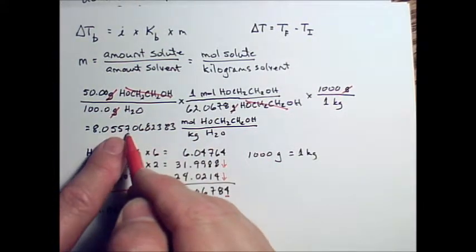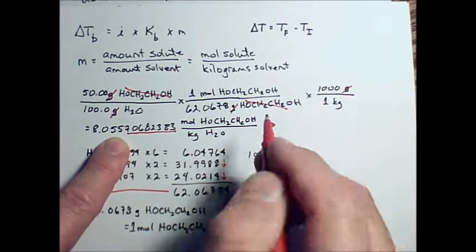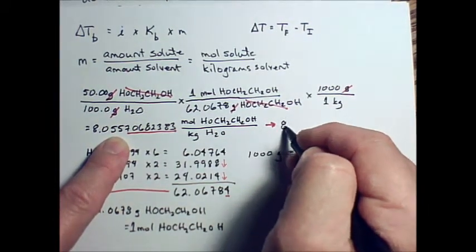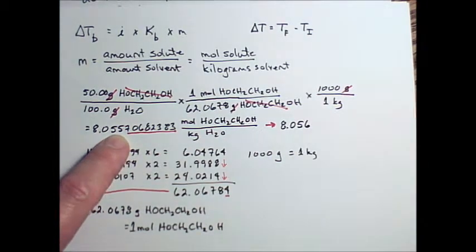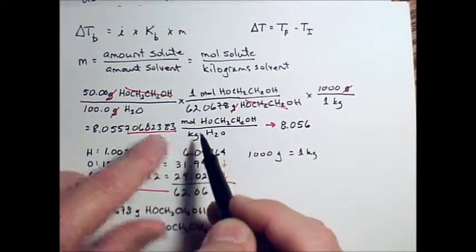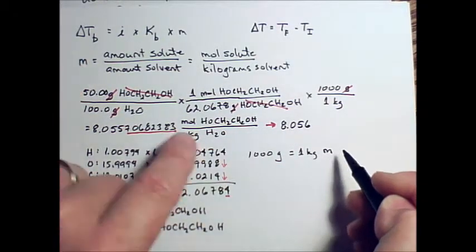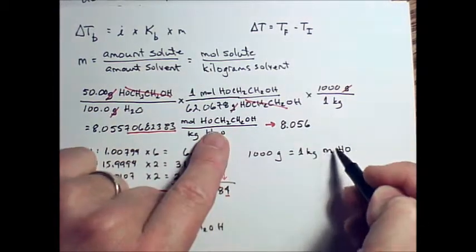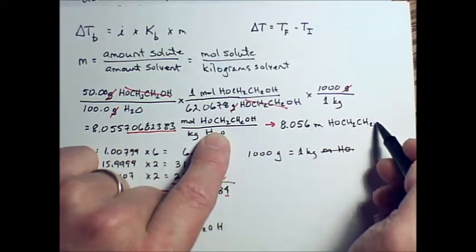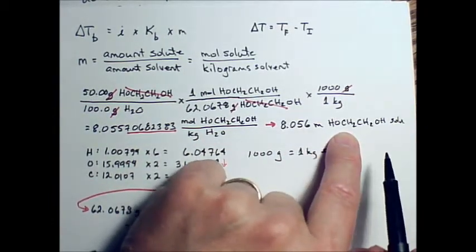1, 2, 3, 4. Underline from here over to show those are insignificant digits. Draw an arrow that communicates that we're rounding off. And the answer then is 8.056. And since moles of the solute per kilograms of solvent is the unit we call molality, we can simply replace these units here with M, and we can call this 8.056 M HOCH2CH2OH solution. Okay, you don't have to name the solvent if it's water.